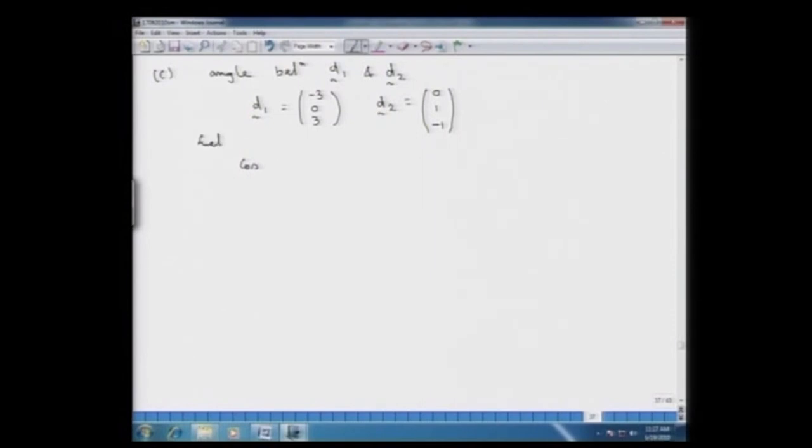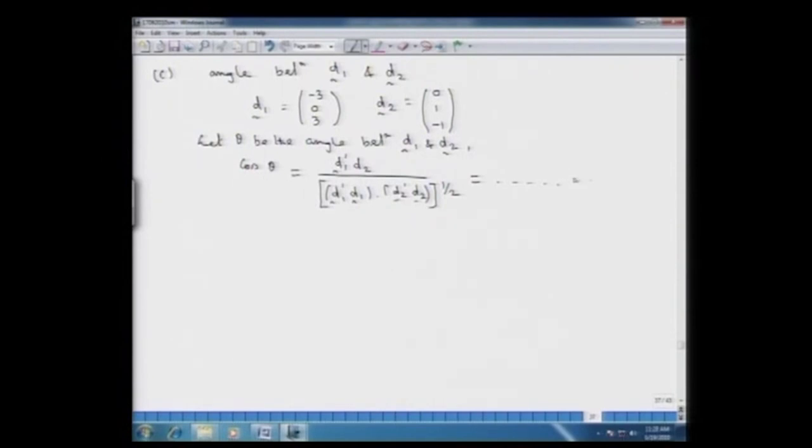So, let theta be the angle between D1 and D2, then cosine of that angle is given by D1 prime D2, divided by the square root of D1 prime D1 into D2 prime D2, right. Now, you can compute D1 prime D2 from this D1 and D2. D1 prime D1 we have already computed, if I remember correctly it was 18, and D2 prime D2 similarly can be computed from out here, and then whatever it comes is the cosine of this.